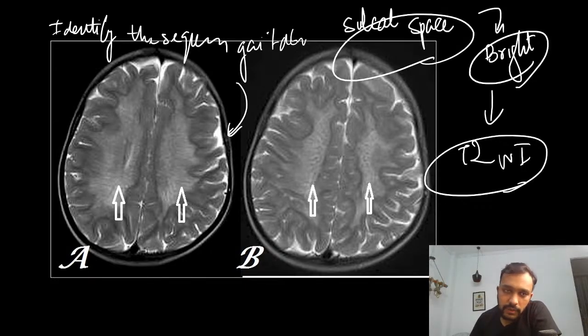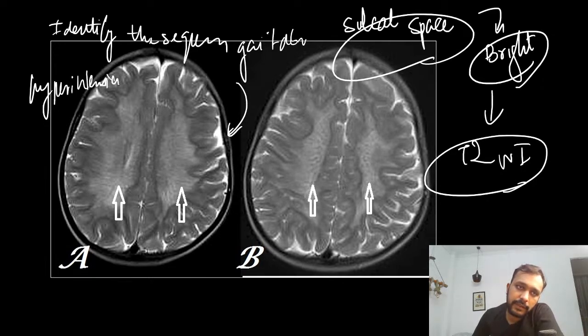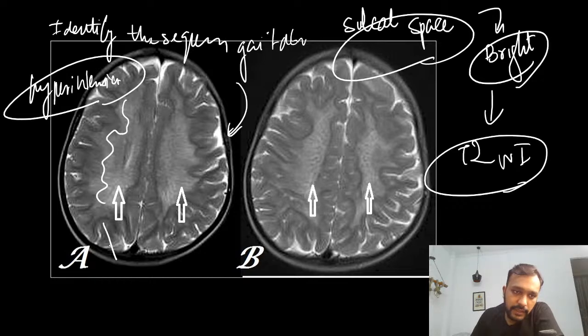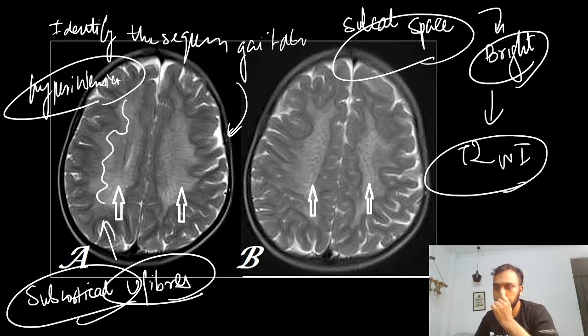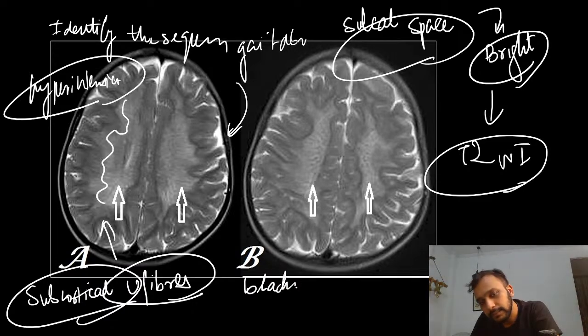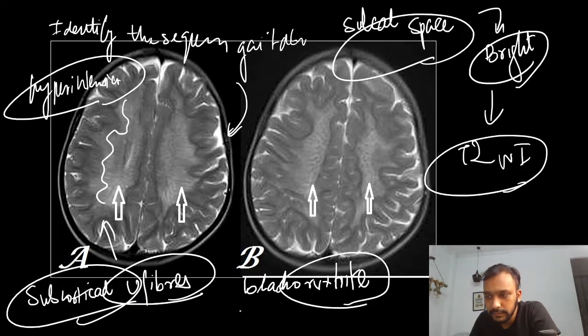Then, guys, what do we see? There are hyperintensities in the periventricular white matter. And what else can we see? Just have a look at the appearance of subcortical U fibers. Are they looking black or white? Come on, guys. Very good. So subcortical U fibers have a normal appearance because they are appearing black.